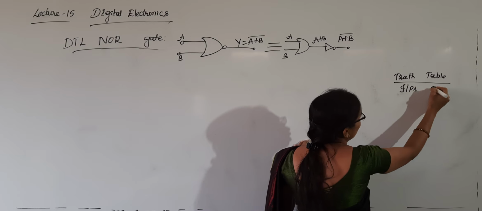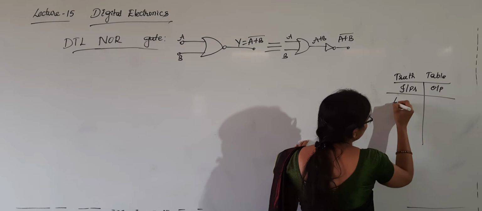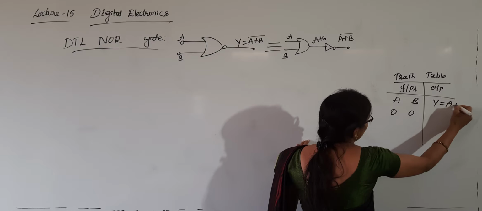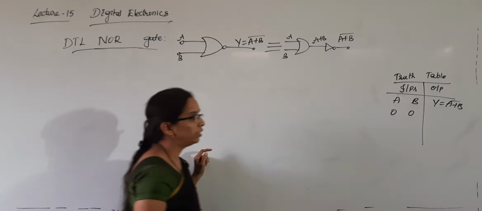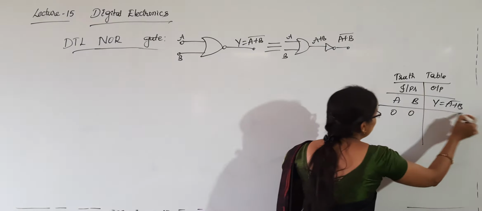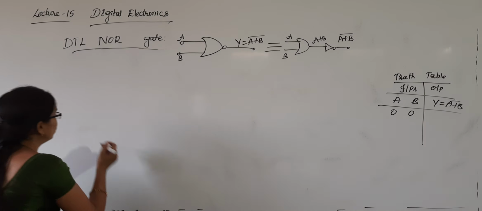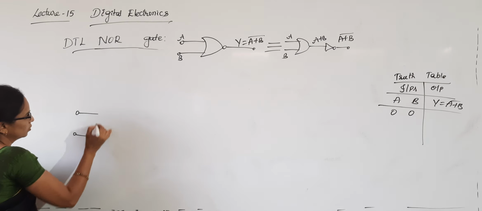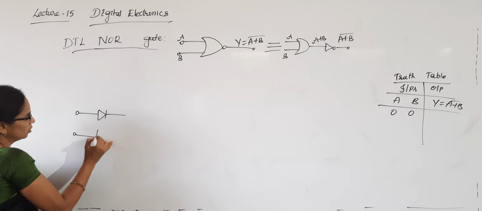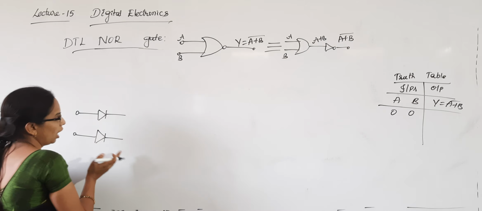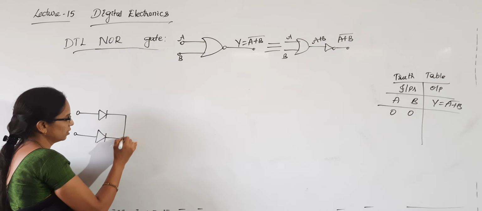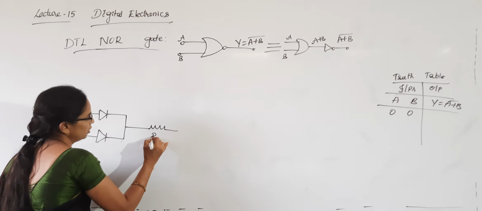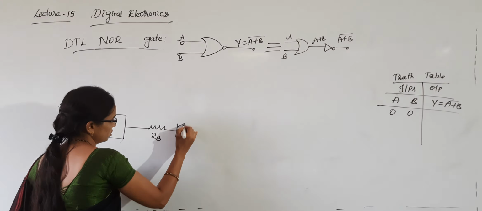And the table of the NOR gate will be inputs, output. Inputs A, B, 0, 0. Y is equal to A or B whole complement. We will verify the truth table using our DTL NOR gate circuit. You have to draw the circuit with me. You have to draw 2 diodes, with the anode on the left side as in the NOR and OR gate, and the base resistor RB.